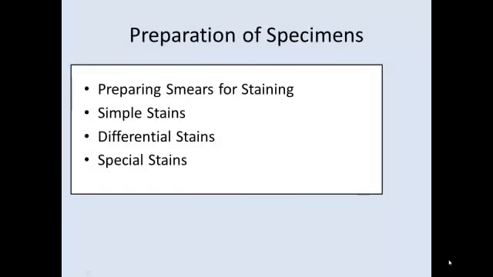Let's talk about preparation of specimens. Mainly we're going to discuss preparations of specimens for the light microscope. This is because you're going to be dealing with light microscopes. It'd be wonderful to have an electron microscope, but we don't have one. So we're going to be talking about preparing smears for staining, simple stains, differential stains, and special stains. An awful lot of this we're going to be going over in lab as well.